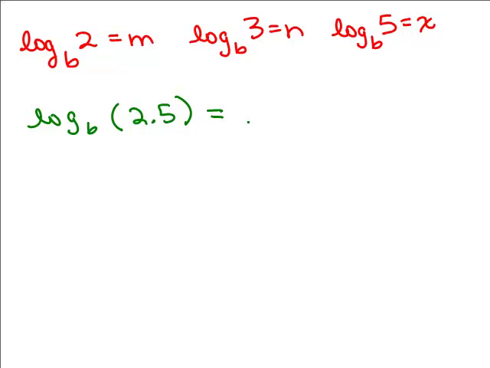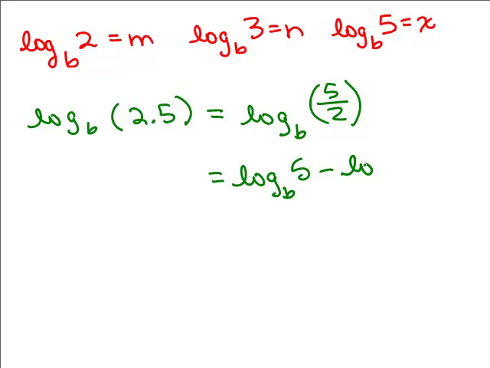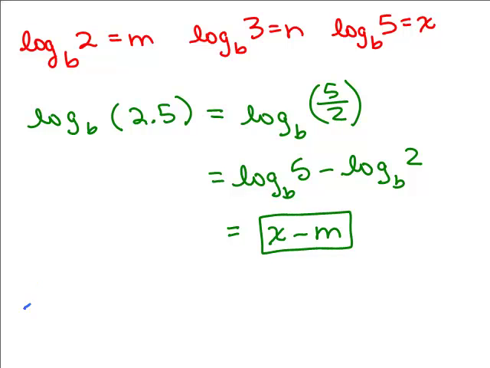All right, let's just do this one, showing the steps. We have log base b of 2.5 is what? 5/2. So we have the log base b of 5 minus the log base b of 2. So that will be x minus m. Let's see if we can get one more in. How about the log base b of the cube root of 2.5? Try that one. Put it on pause and try it.